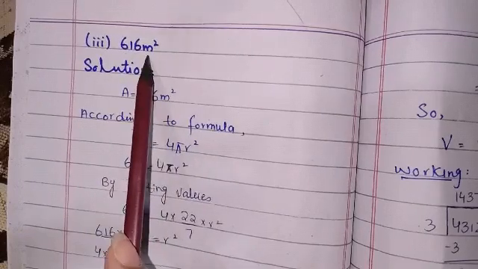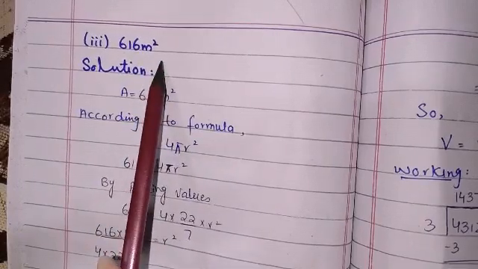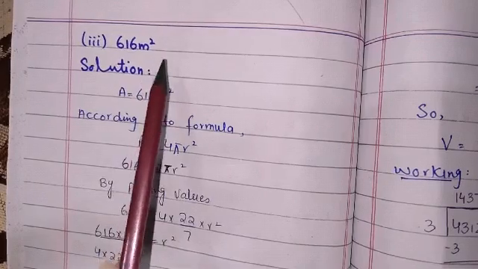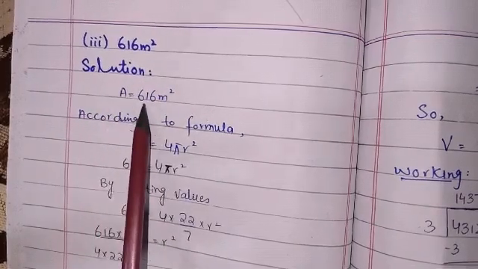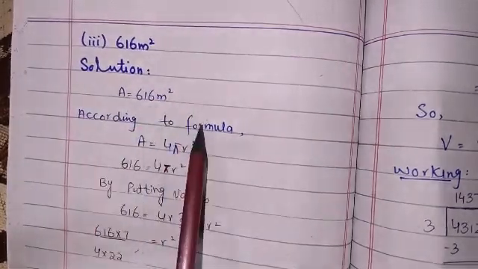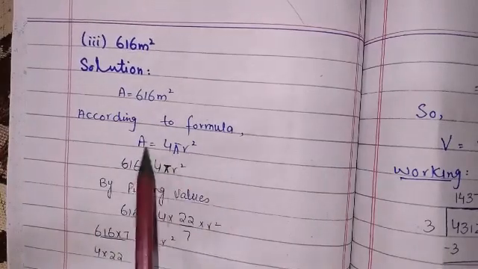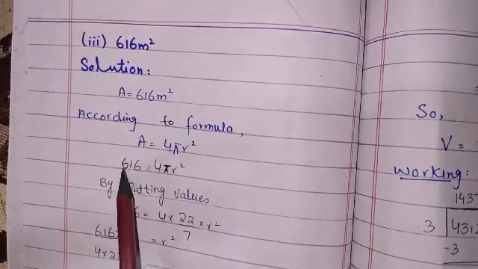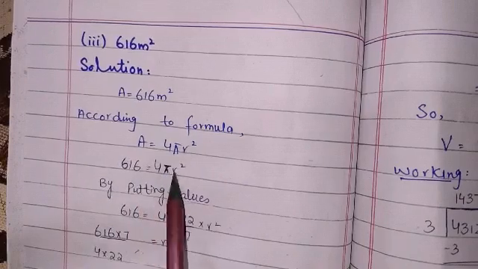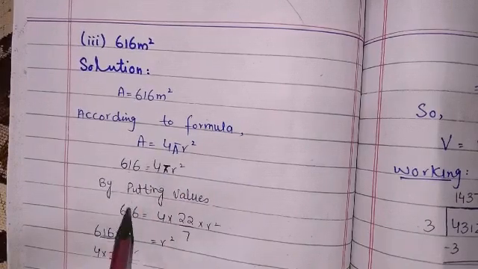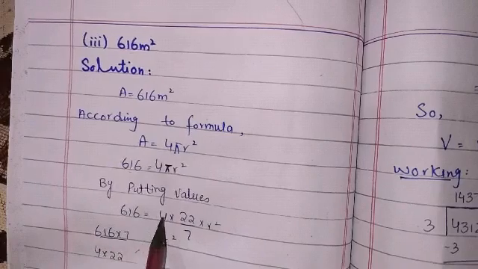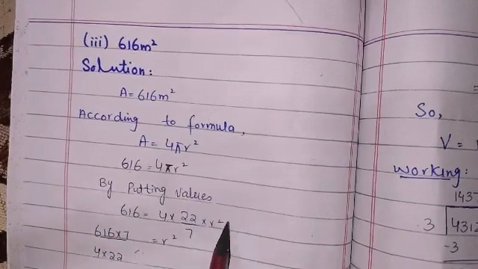They gave us the surface area of sphere. We have to find out firstly the radius of sphere, then the volume of sphere. Let's begin our solution. A is equal to 616 meter square. According to formula, A is equal to 4 pi r square. On the place of A, we will write 616 is equal to 4 pi r square. Now by putting values, 616 will write as it is equal to 4 into 22/7 into r square.